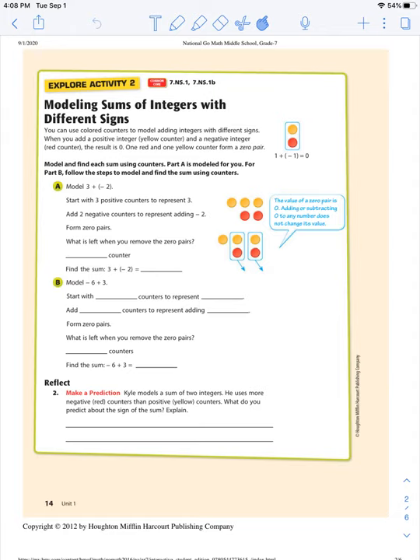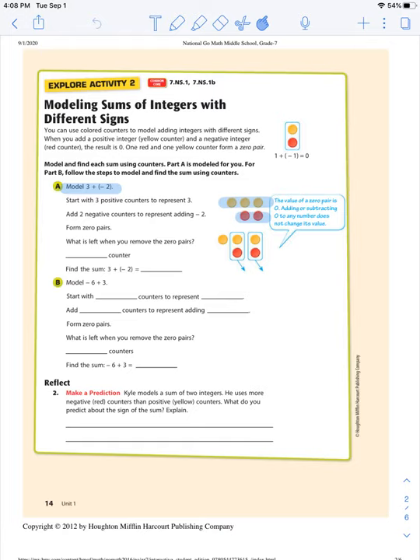Another way we can model adding sums of integers with different signs is by using positive and negative counters. So just like we did when we were modeling sums of integers with the same signs, we're going to use the yellow side as positive and the red side as negative. So in this first example, we're modeling positive 3 plus negative 2. So I have 3 positives, 3 yellow sides, and I have 2 negatives, or 2 red sides.